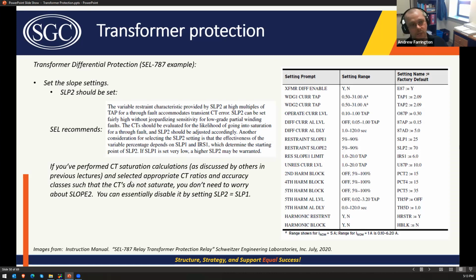If you're putting a relay in to protect an older transformer and the customer or client doesn't want to replace the CT cables because there's no drawing that documents where the conduits are, and they don't know where it is, and they just want to reuse what's there, you do your CT saturation calculations and find out that the CTs could saturate. Then you may need that second slope. So this is the guidance from SEL on how to set the slope 2 setting.